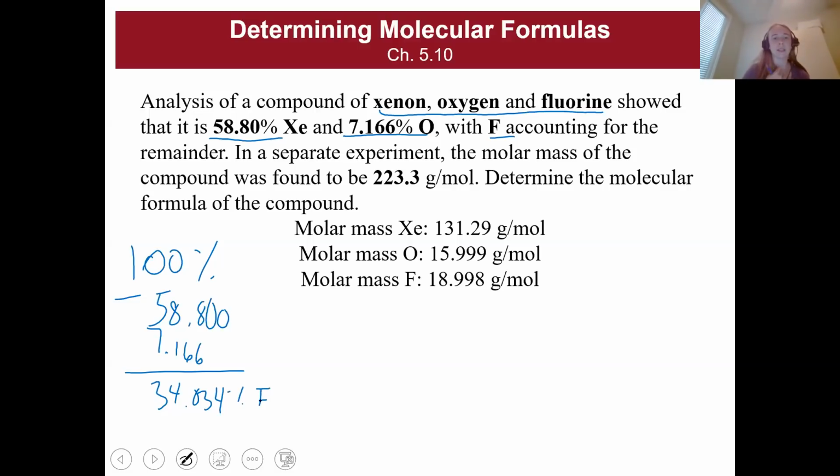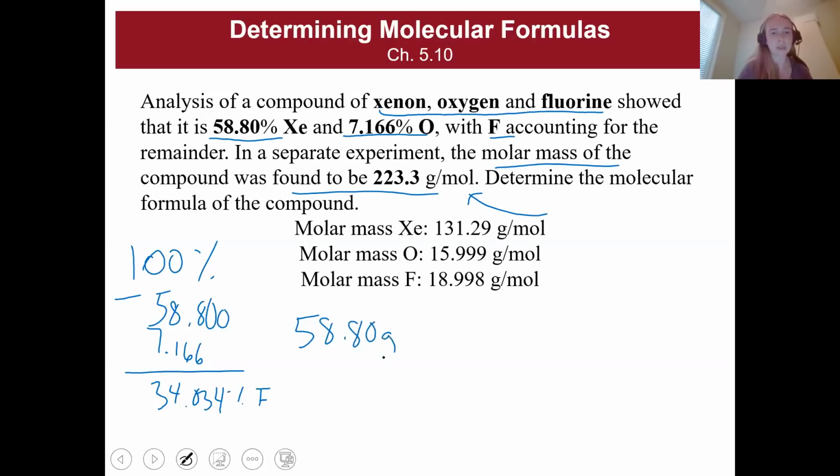Okay, so now we have all of our percentages for our elements. And we also know that the molar mass is 223.3 grams per mole. So let's see what the molecular formula of the compound is. First we want to find the empirical formula, and then we're going to compare it to this molar mass. To find the empirical formula, we want to assume that we have 100 grams of our sample.